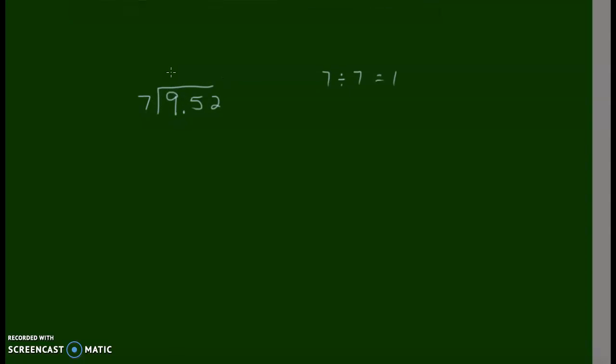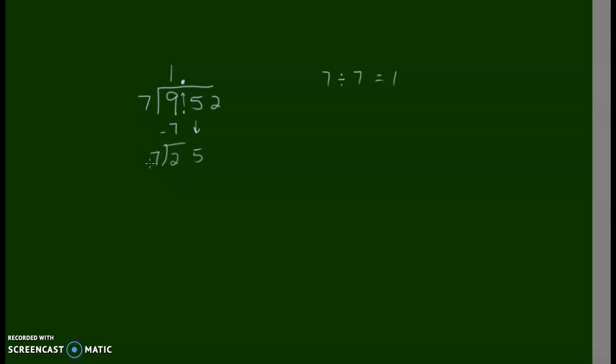And even though I'm going to put that one back, I'm going to erase it for now. So now, working through this traditionally, how many groups of 7 can I get from 9? I can get 1. And I just realized I forgot my decimal. So before I go further, I'm going to slide my decimal straight up, put that in my answer. So now there's one group of 7 in 9. 1 times 7 is 7. So I subtract and I get 2. 2 is less than 7, so I bring down the 5.